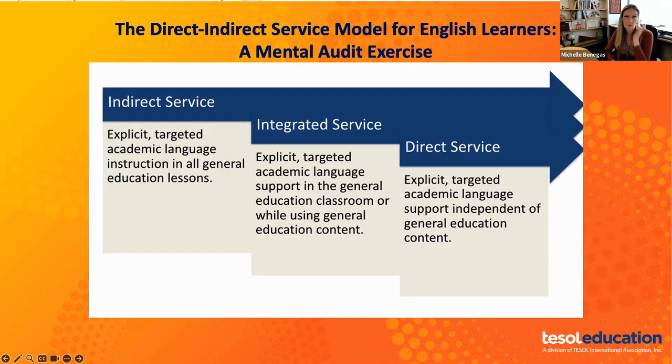All right, the next way in which schools serve multilingual learners is through integrated service. Integrated service is explicit, targeted academic language support in the general education classroom or while using general education content. So now we have brought the gen ed curriculum and or teachers in tandem with the ELD teachers. This might present as co-teaching. This might present as a sheltered class. So when an ELD teacher gets curriculum that's a gen ed curriculum and modifies it for their space. So I want you to think about how well do you think that your school or your schools are attending to the needs of multilingual learners in integrated service.